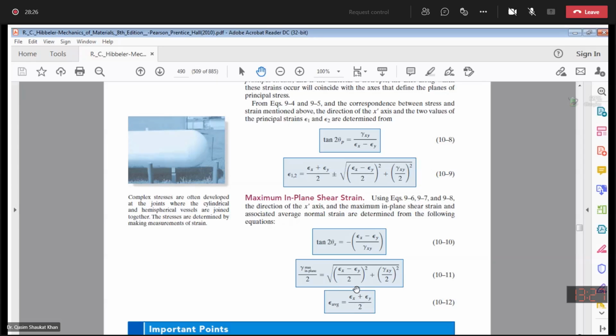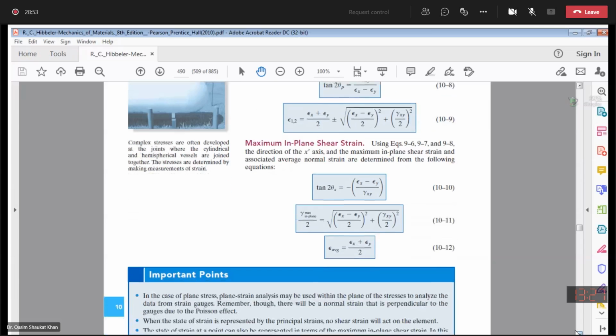So over here, in case of the plane state of the strain, over this shear strain axis, we will have the maximum in-plane shear strain and the associated average normal strain. ठीक है जी? So associated average normal strain.